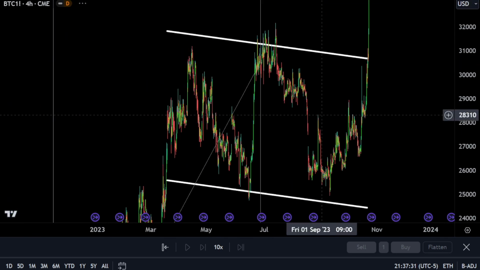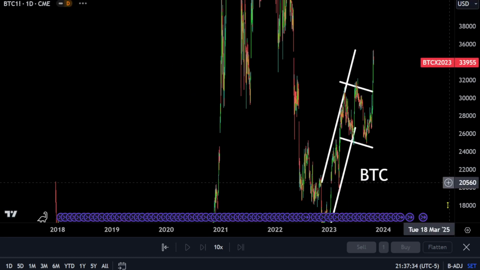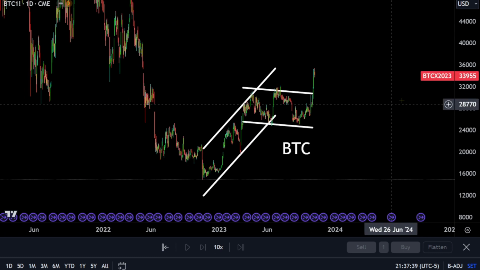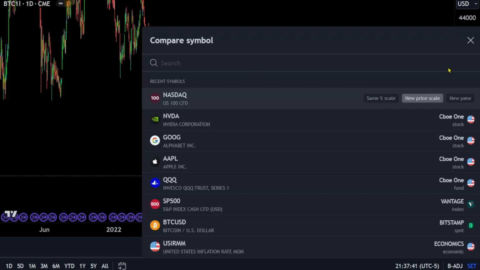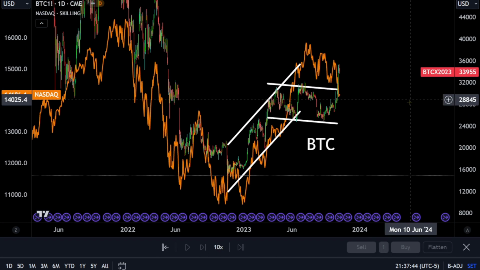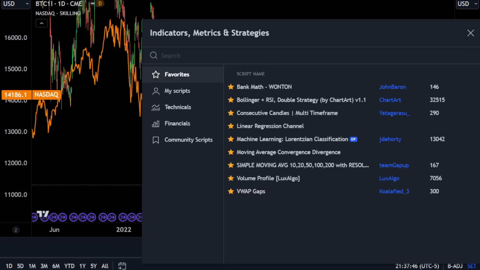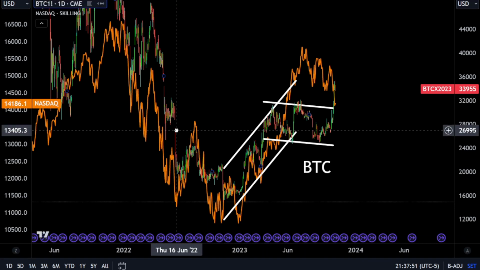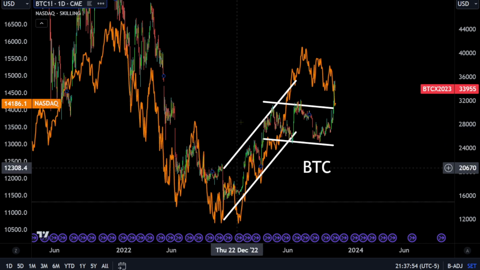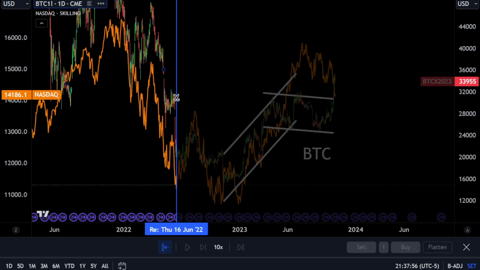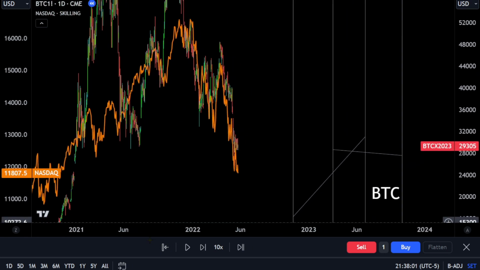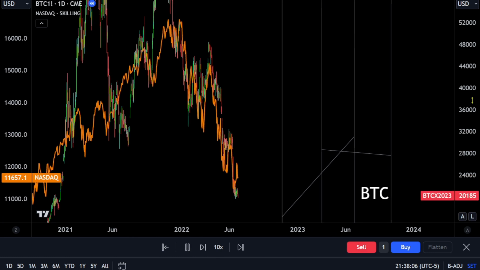Now, if you did not know, Bitcoin and the market follow each other also. So here, let me pull it up. Let me overlap it with the NAS. So here's the NAS and Bitcoin. Let's just do a replay. Here is the beginning of 2022. Here, the orange is the stock market and Bitcoin is in the red and green.